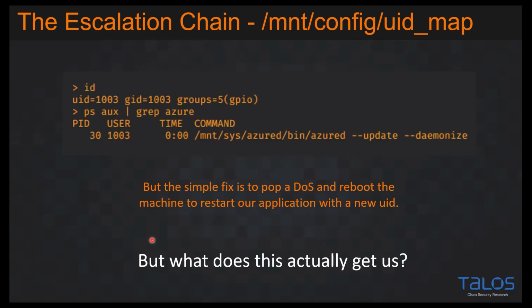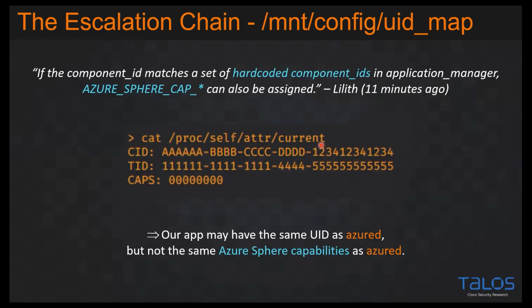So after we change the UID file, then we pop one of our DOSes to reboot the device. Then finally, our application spawns with the UID of a different process, Azure D, which is a powerful process. But what does that actually give us? We don't yet have Azure Sphere capabilities though, because Azure Sphere capabilities depend on the component ID, not the UID. In order to have the Azure Sphere capabilities, which is what we need to talk to the Holy Grail, we need to have the same component ID.